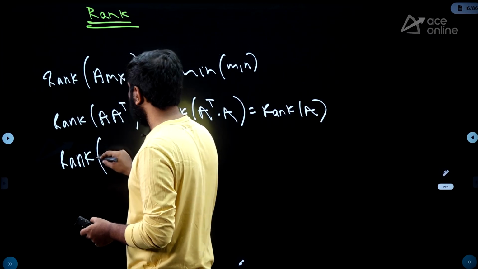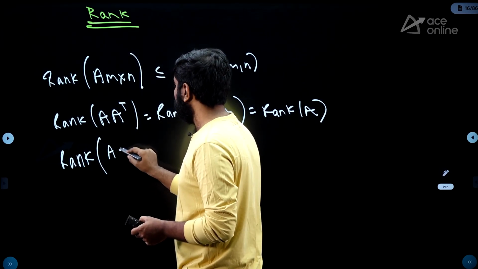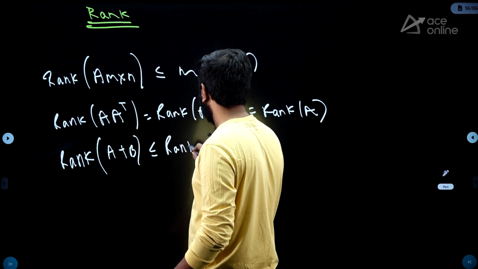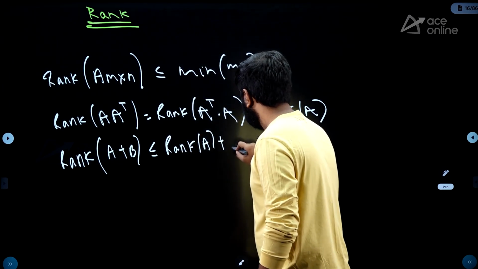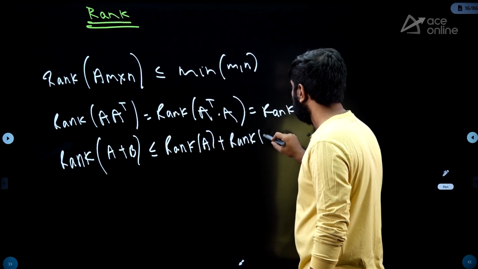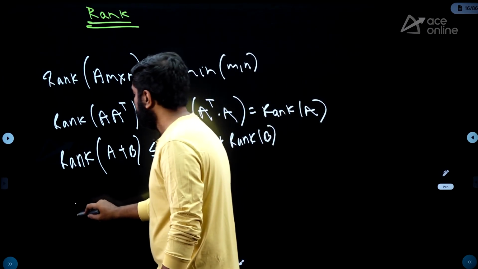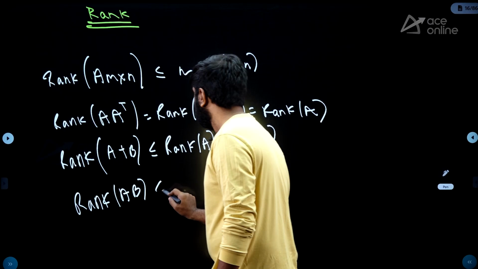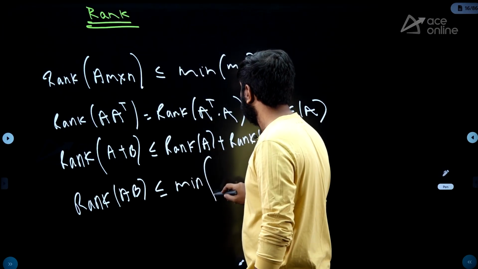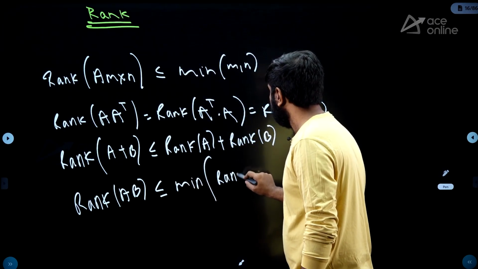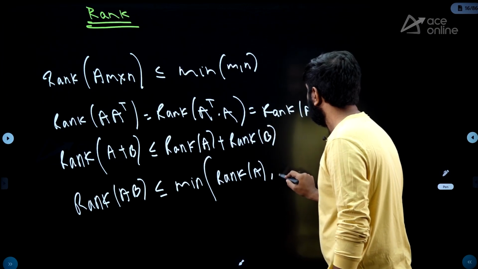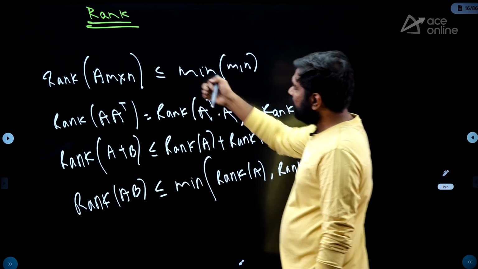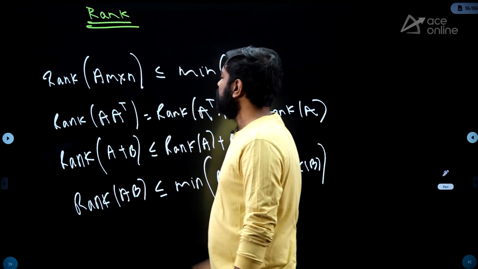This was not asked. The rank of A plus B is less than or equal to rank of A plus rank of B. This was not asked. Rank of AB is less than or equal to min of rank of A comma rank of B. This was also not asked, and again I feel this too can be asked.